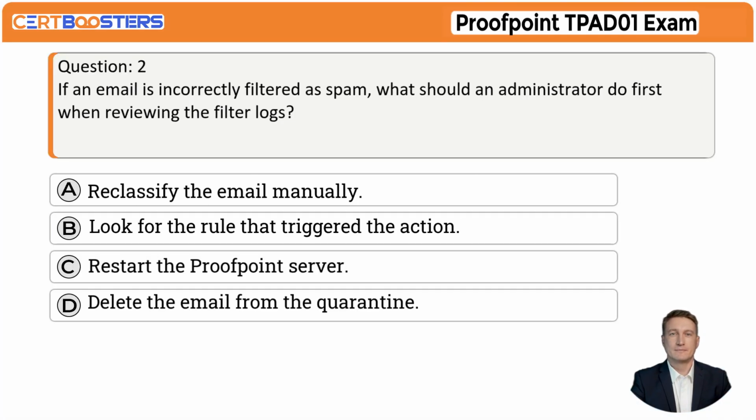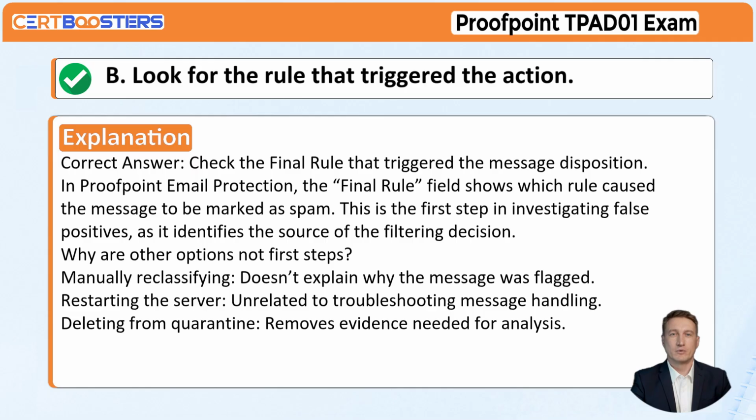Question 2. If an email is incorrectly filtered as spam, what should an administrator do first when reviewing the filter logs? A. Reclassify the email manually. B. Look for the rule that triggered the action. C. Restart the Proofpoint server. D. Delete the email from the quarantine. Answer: B. Look for the rule that triggered the action.